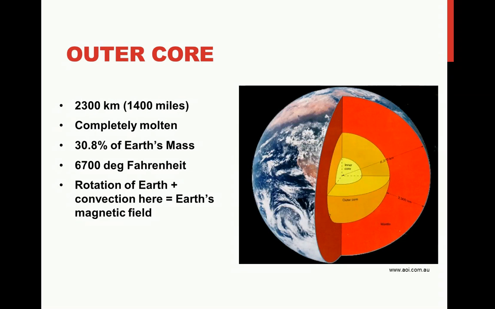Next we have the outer core. The outer core averages 2,300 kilometers in thickness. It's the only completely molten layer, and makes up 30.8% of the Earth's mass. The outer core has a temperature of 6,700 degrees Fahrenheit. Here, the rotation of the Earth plus convection causes the Earth's magnetic field.